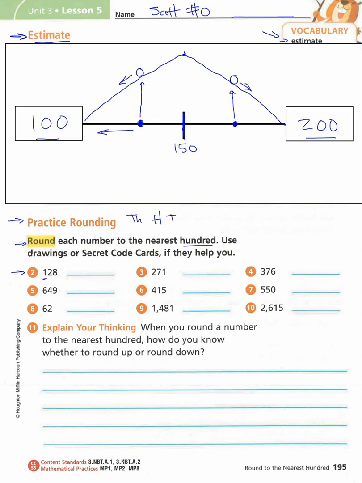And we say it would roll up, we round up to 200. So that's a way to think about rounding, right? Where would it be on that hill? Would it round down to the lower of our benchmark numbers, or would it round up to the higher of our benchmark numbers, our place value numbers? All right, so that's what I'm going to ask you to do here.